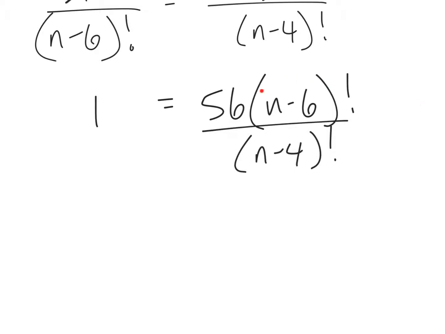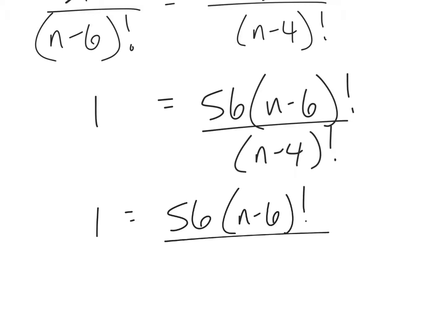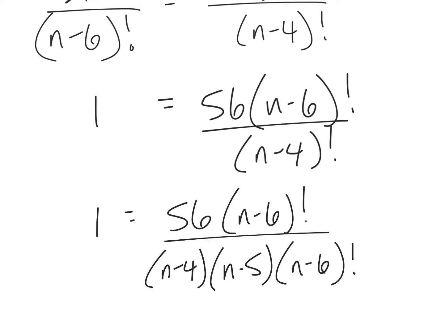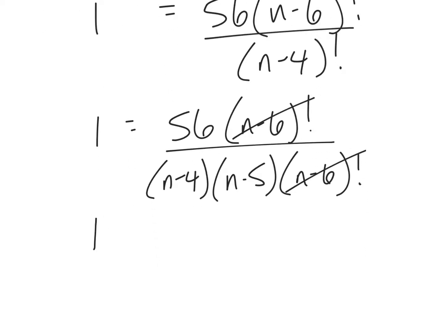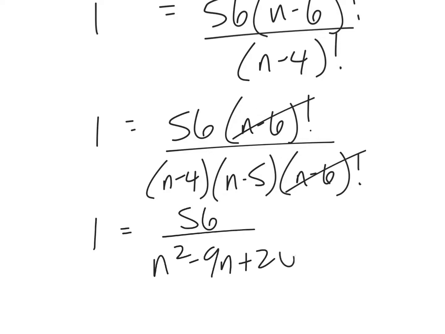I don't want to write out the numerator. I want to write out the denominator, because I'll go n minus 4, n minus 5, n minus 6, and then I can cancel the n minus 6's. So I'm going to keep the 1 here, keep the 56, keep the n minus 6 factorial, and start writing out the bottom. N minus 4, n minus 5, n minus 6, on and on, and I'm going to write a factorial after that. Now those cancel. So I have 1 equals 56 over n squared minus 9n plus 20. I just FOILed this out to get here.